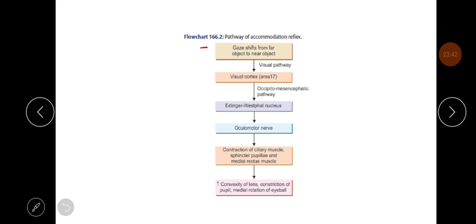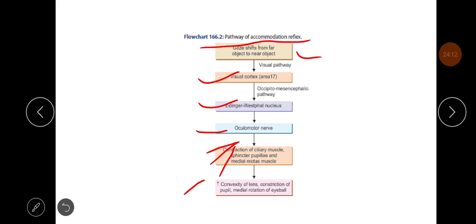So this is the pathway for the accommodation reflex, where you shift the gaze to a near object. The information goes to the visual cortex area 17, then to the Edinger-Westphal nucleus, then to the oculomotor nerve. That causes contraction of the ciliary muscle, sphincter pupillae, and the medial rectus muscle. That is going to cause an increase in the convexity of the lens, constriction of the pupil, and convergence, that is the medial rotation of the eyeball. So the 3 C's lead to the accommodation reflex.